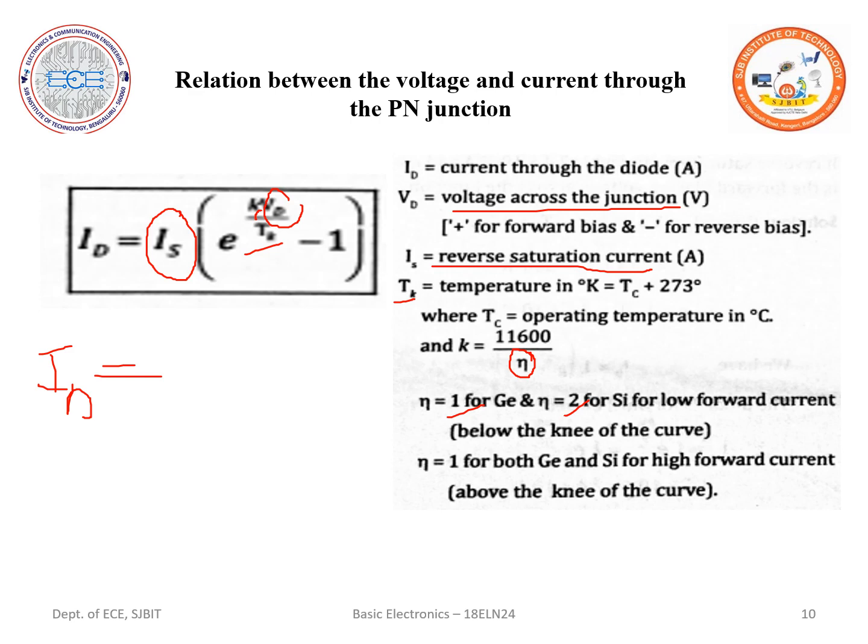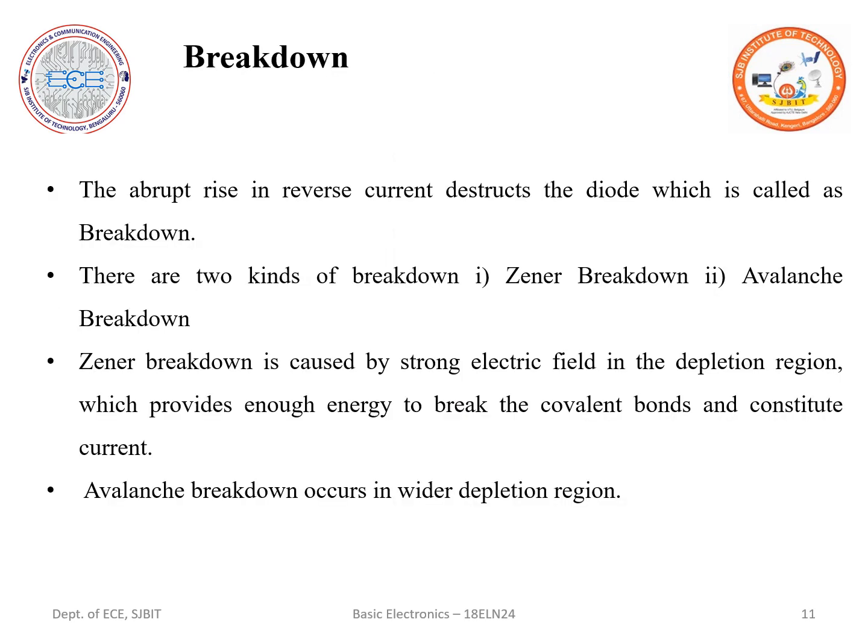Now, after knowing the relationship between the voltage and current through the PN junction, let us go for the breakdown region. What is breakdown? As and when we increase the reverse voltage, there is a region where the device is going to get damaged at a certain point. That point we call the breakdown voltage.